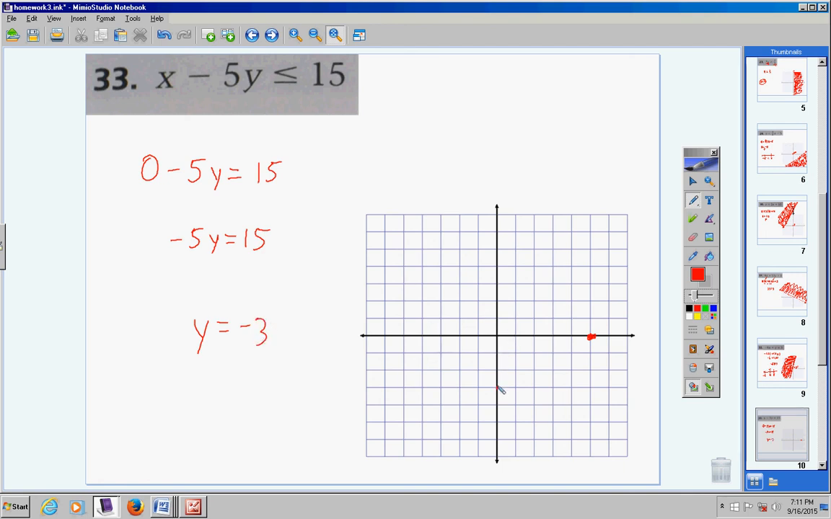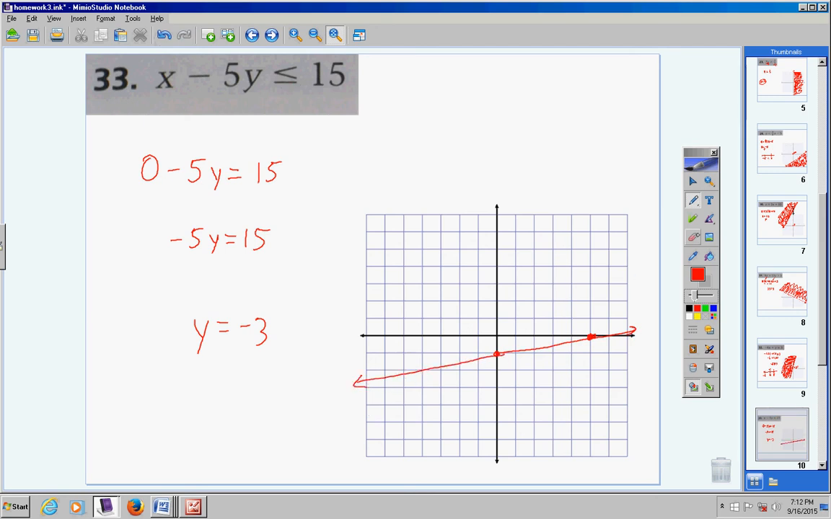Now don't go down here. Remember, we said our tick marks are going to be in increments of 3. So this is 3 right here. Now you have an equal sign right here, so it is going to be a solid line. So draw your solid line. Alright. And there we go.